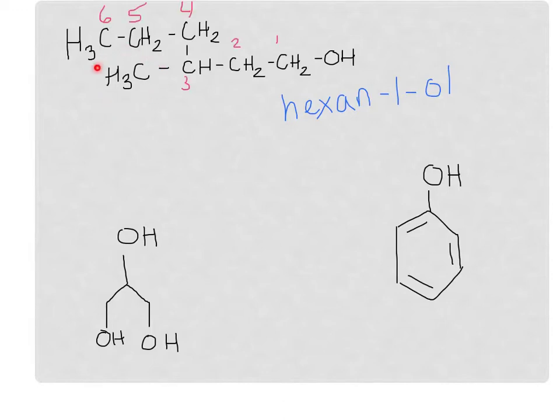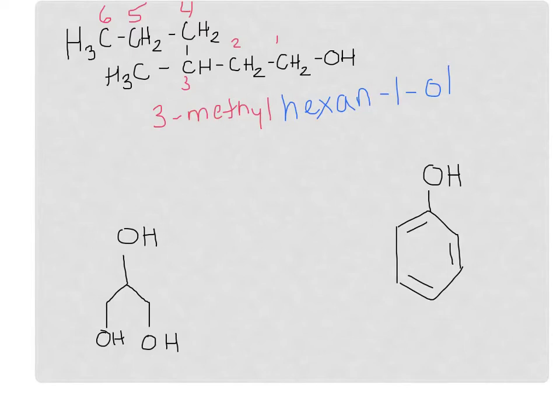We also have a methyl group on carbon 3, so we are going to add 3-methyl and get 3-methylhexan-1-ol. You'll notice that this example here has more than one alcohol. So it's a polyalcohol, and we have to indicate the position of each hydroxyl group.